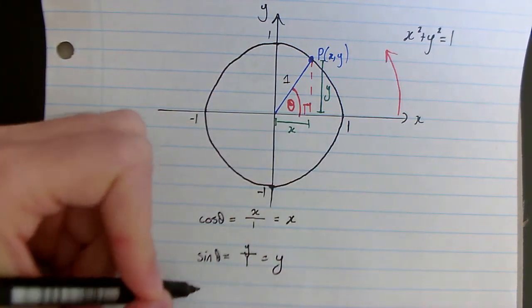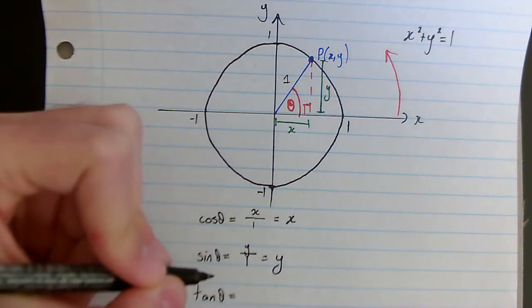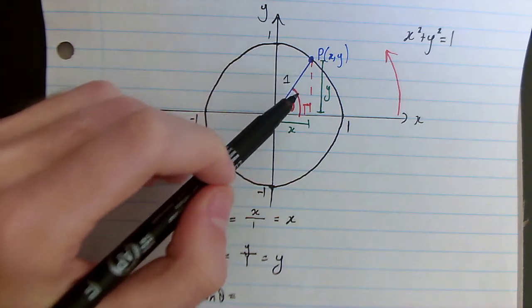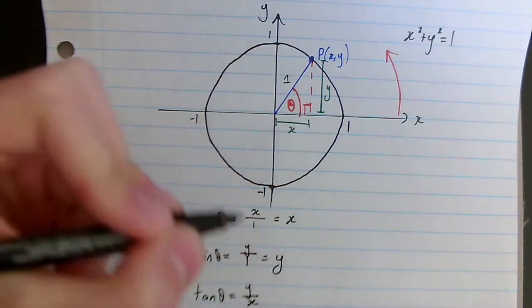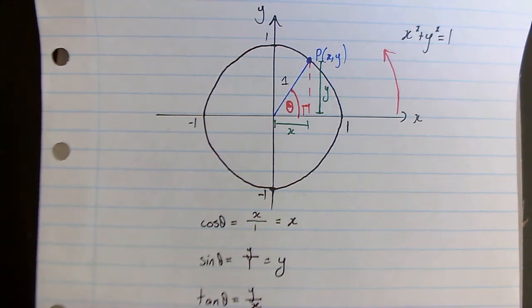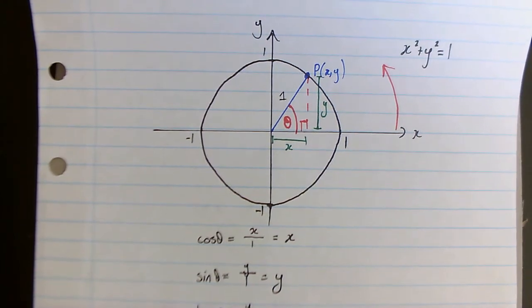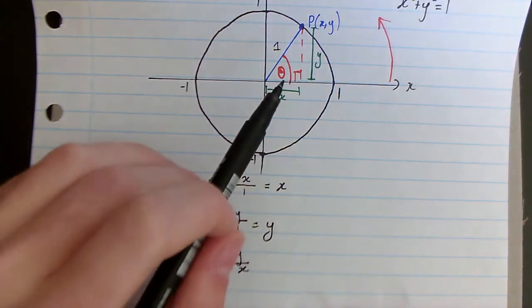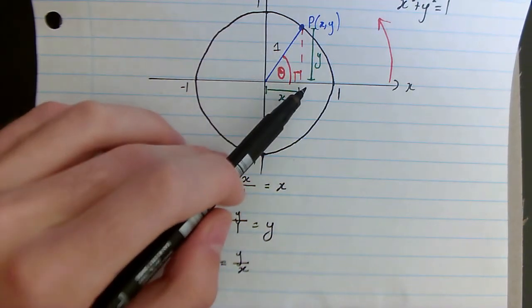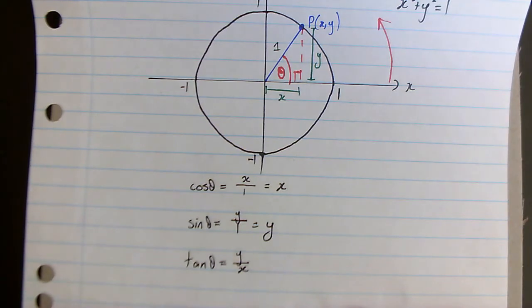And finally, we look at tan theta is equal to opposite over adjacent, which is equal to y over x. And once we've got these, we can apply them. So what we're going to notice is that in the first quadrant, the x-coordinate is going to be positive, and the y-coordinate is also going to be positive.